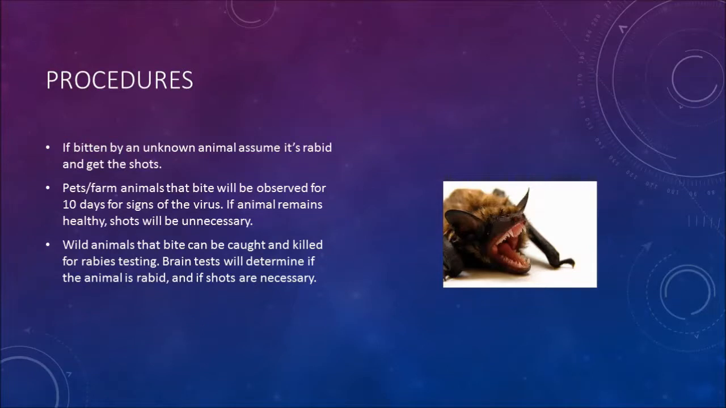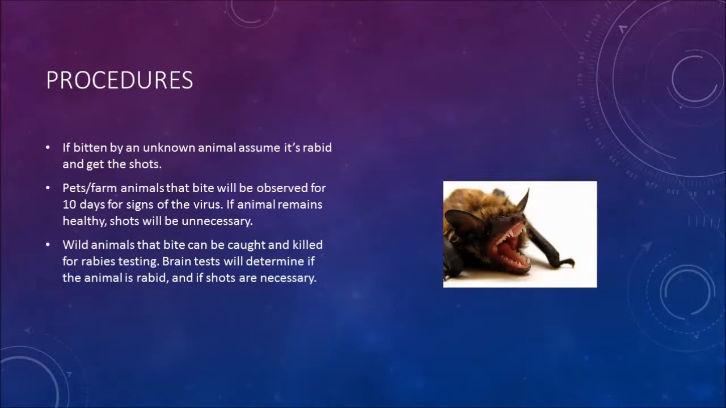There are 3 common procedures to follow if you are bitten. The first is if you are bitten by an unknown animal, assume it's rabid and get the shots. Second, if you are bitten by a pet or a farm animal, it will need to be observed for 10 days in quarantine for signs of the virus. If the animal remains healthy, shots will be unnecessary.